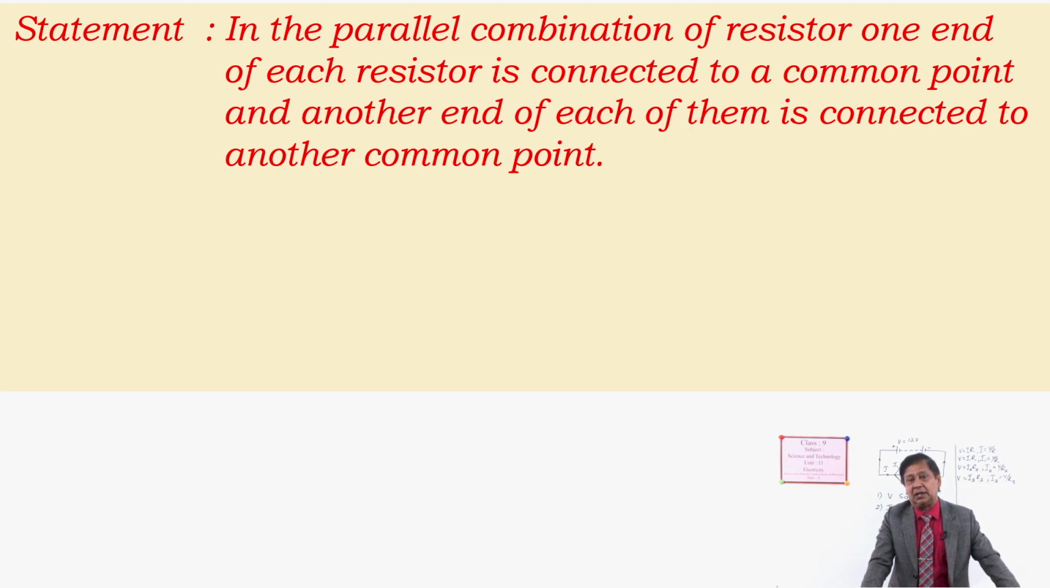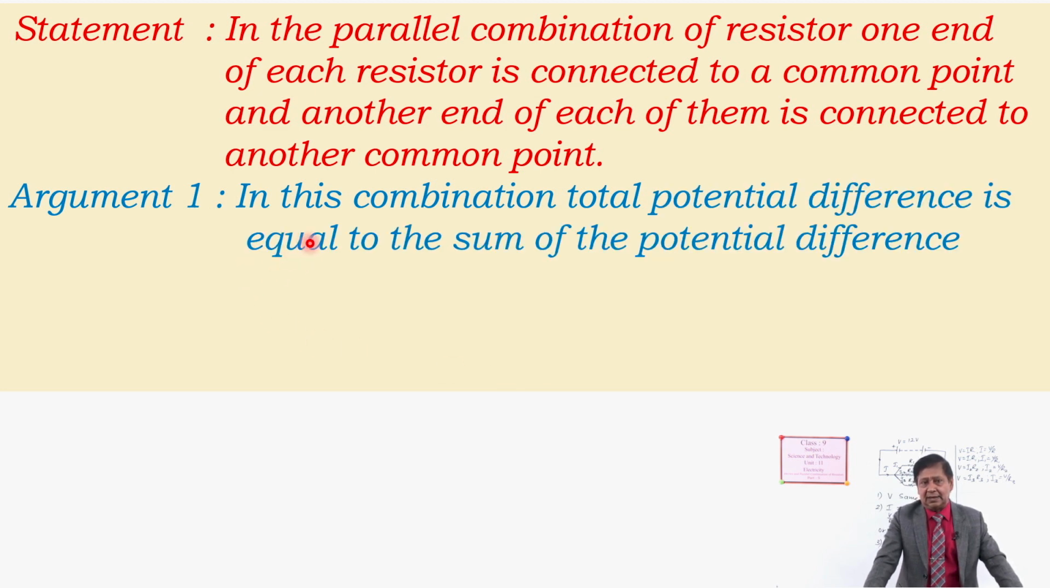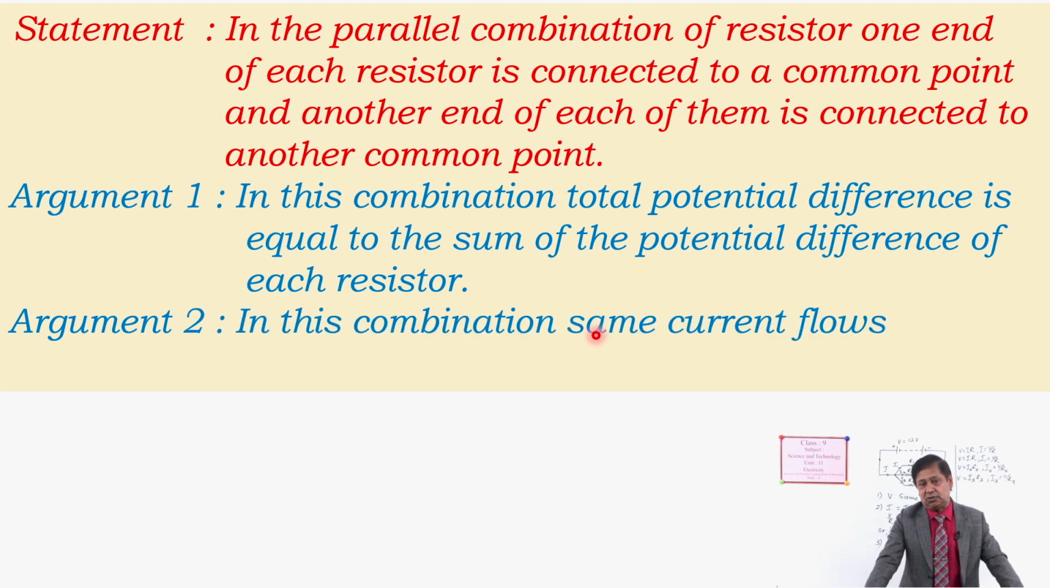In the parallel combination of resistors, one end of each resistor is connected to a common point and the other end of each of them is connected to another common point. Is this statement correct or not? Just think about this. Argument 1: in this combination, the total potential difference is equal to the sum of the potential difference of each resistor. Do you think this argument is correct or incorrect? Just think about this. Argument 2: in this combination, the same current flows through each resistor.